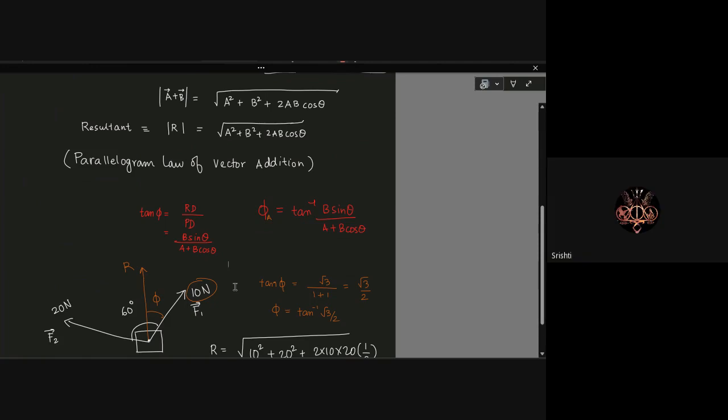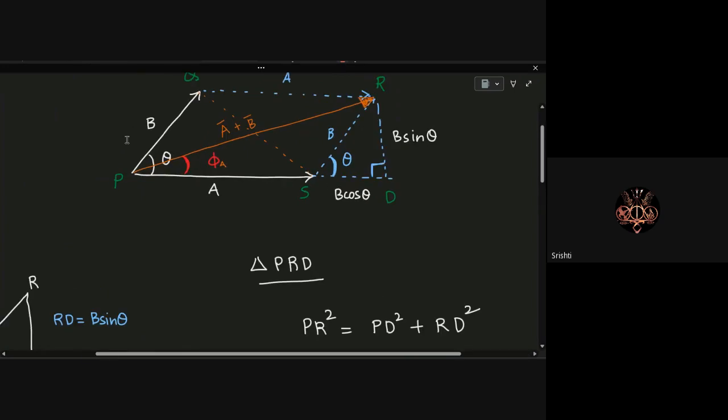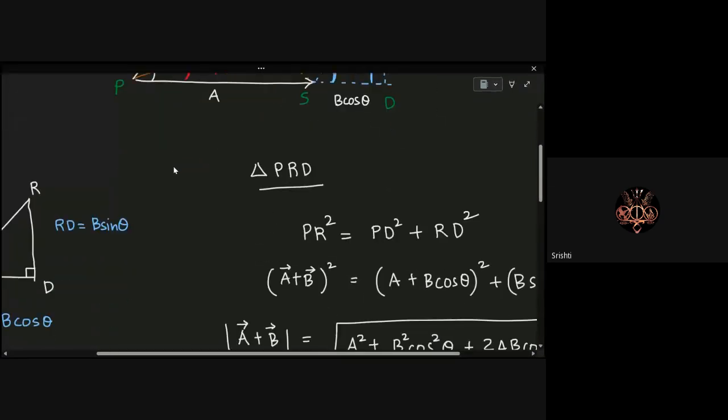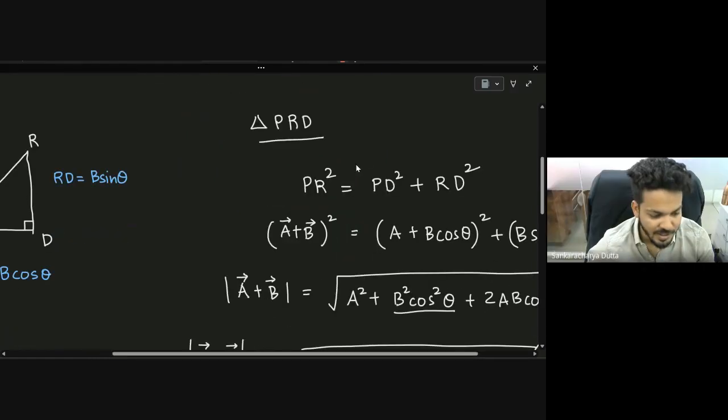So for finding out the angle, we always use tan. Like we can't use sine or cos. See, if you want to use cos, let's say, you'll need the length of the hypotenuse, right? Yes or no? Yes, sir. Yes, we need the hypotenuse.